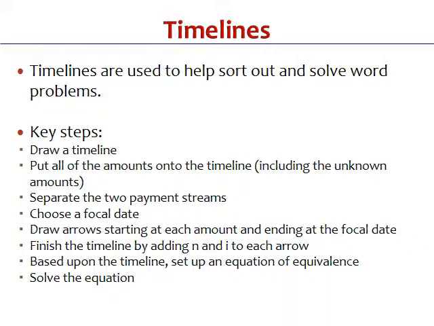And then draw arrows from each and every one of your dollar amounts that start with that amount and end at the focal date. You can put the arrowheads on there saying is it going left or right because that'll help you later. And then add N and I to each arrow. Based upon that timeline, now that it's done, you should be able to set up an equation of equivalence. And once you've got it set up, then you can pull out your calculator, start to do your calculations, and work through and solve for whatever's missing, maybe X or 2X or whatever it is at the end.